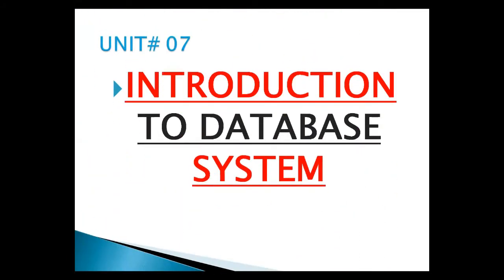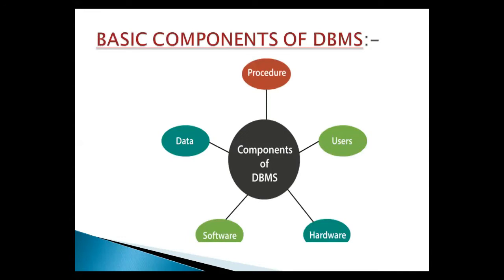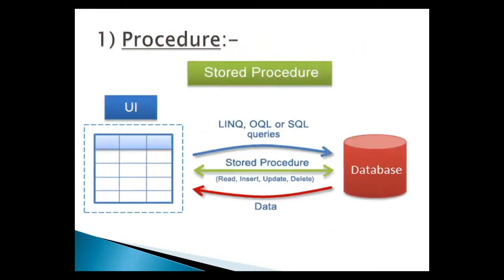Now we have continued the unit number 7, Introduction to Database System. Now our next topic is the components, the elements of the database system. The basic components of the database system are procedure, data, users, software, and hardware. Now, the first one is procedure.